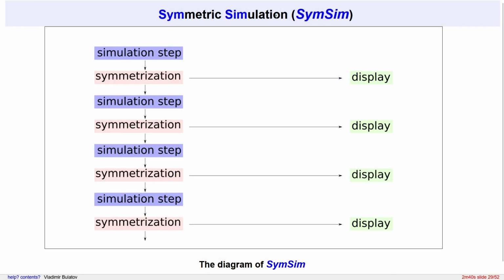Instead, we did a very simple modification. I call it symmetric simulation, SymSim. So after each simulation step, we do symmetrization and feed the result of this symmetrization back into the simulation. So we are kind of pushing the system into a symmetrical solution. So let's see how it works for this ugly example.